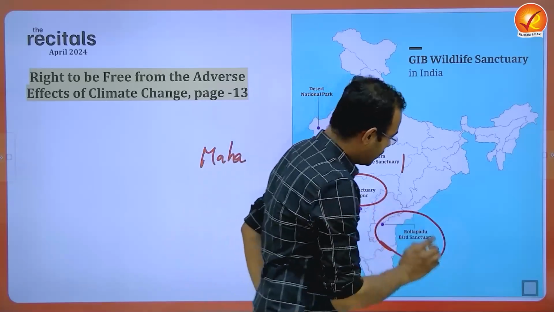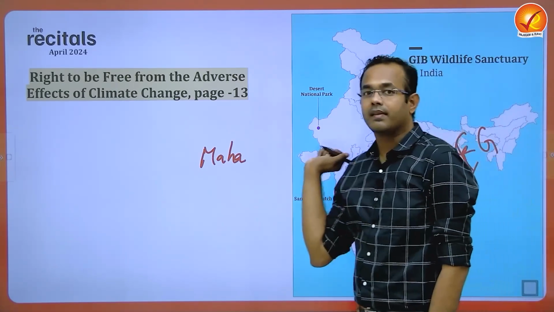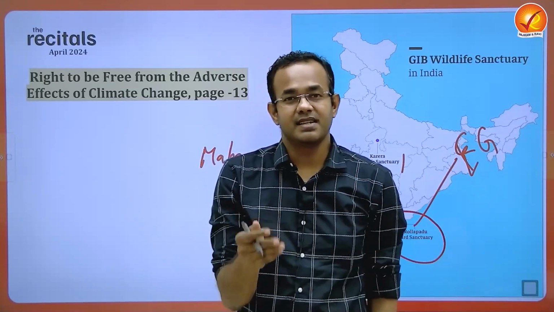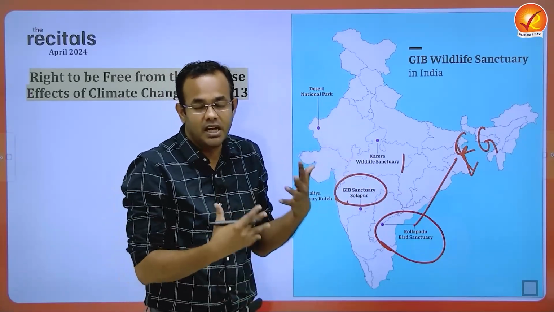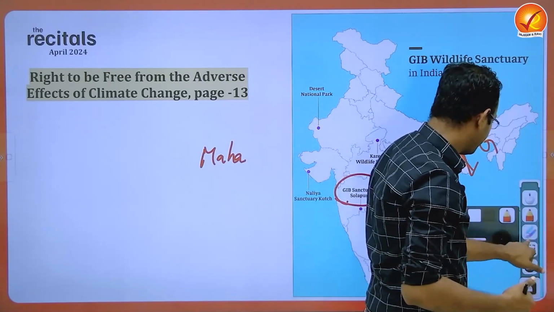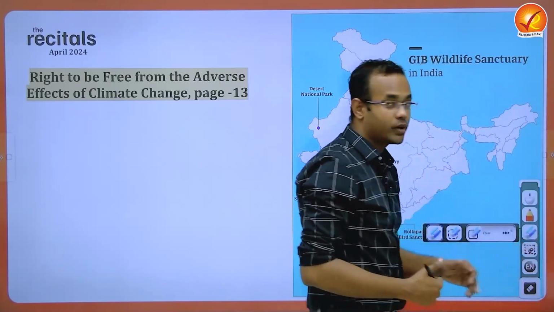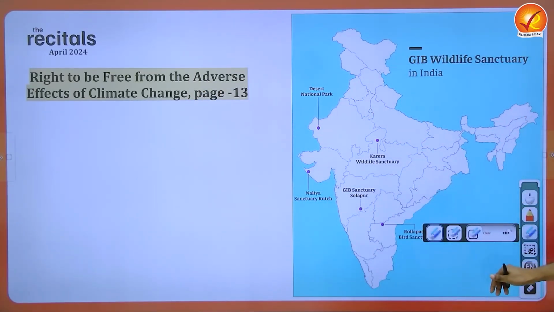The last one, Rollapadu Wildlife Sanctuary, located in Andhra Pradesh. This one is present in the Eastern Ghats. One more fact with respect to Rollapadu Wildlife Sanctuary is that in the last couple of years, not even a single sighting of the Great Indian Bustard has been reported from the sanctuary. The sanctuary was created for the conservation of the Great Indian Bustard, but we have little or no reporting in the last couple of years, right? This is with respect to the Great Indian Bustard.